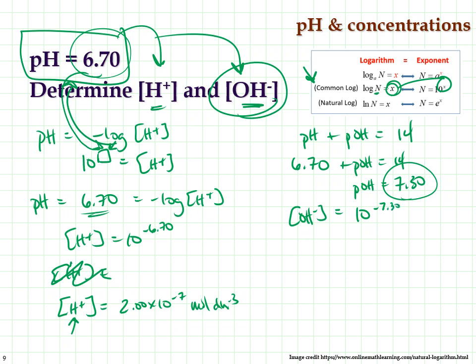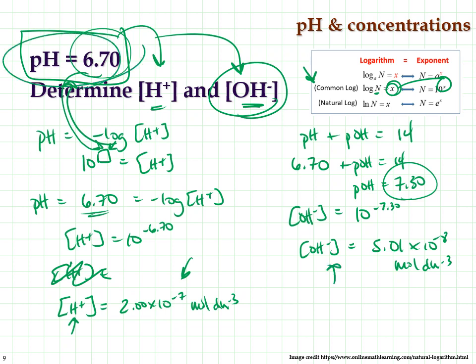With my handy-dandy calculator, 10 raised to the negative 7.30 power, and I get a concentration of 5.01 times 10 to the minus 8 power moles per cubic decimeter, or molarity. So I definitely have a little bit more H plus than I have OH minus in this solution, which makes sense because my pH of 6.7 tells me that it's an acid. I should have more H pluses than I have OH minuses, otherwise I'd have a base.